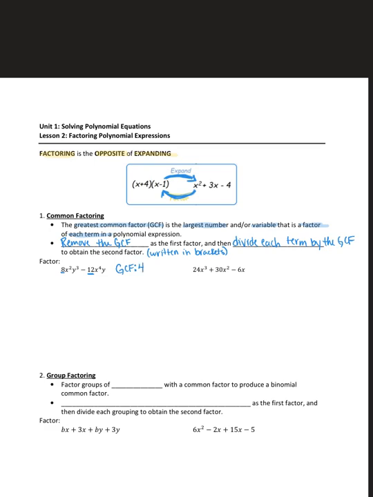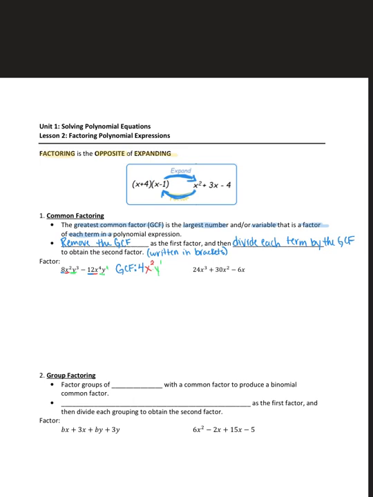When we take a look at our variables, the rule is that we're always going to factor out the variable with the lowest exponent. So for each variable, which one has the lowest exponent? For my x's, I have an x to the power of 2 and an x to the power of 4. So I can pull an x to the power of 2 out of both of those. That'll divide evenly into both of them. For my y, I have y to the power of 3 and y to the power of 1. So I can only take a y to the power of 1, because I can't take y to the power of 3 out of my y to the power of 1.